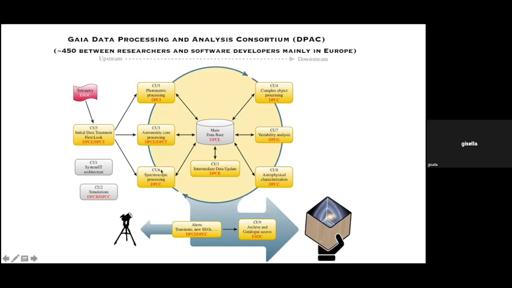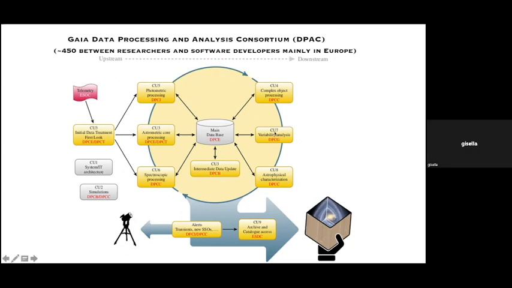You have different coordination units, 9 in total, some of which deal with the main data, which is photometry. CU5 does the photometric processing, and the data center is in Cambridge. Spectroscopy is done by CU6, and the processing is done at CNES in Toulouse. And then astrometry is done by CU3, which is in ESAC in Madrid, plus also in Torino.